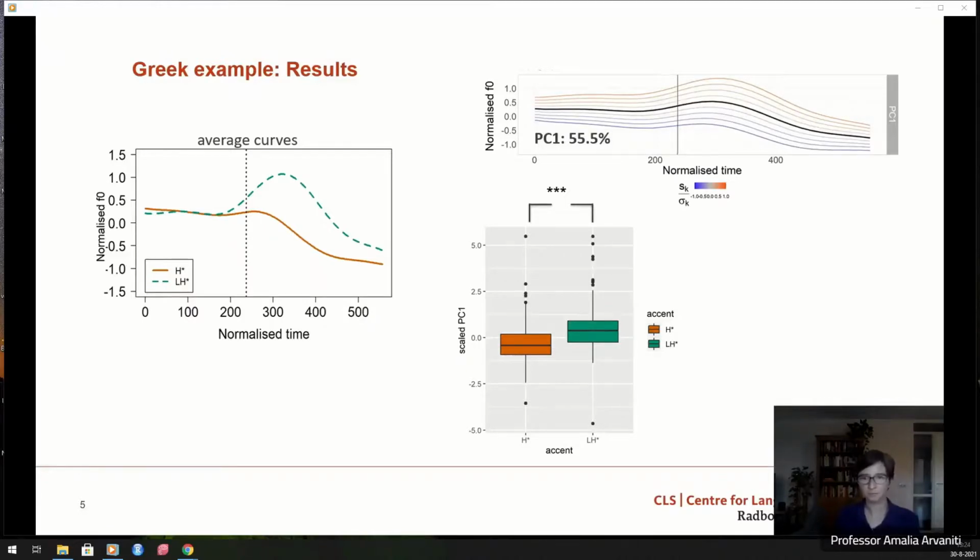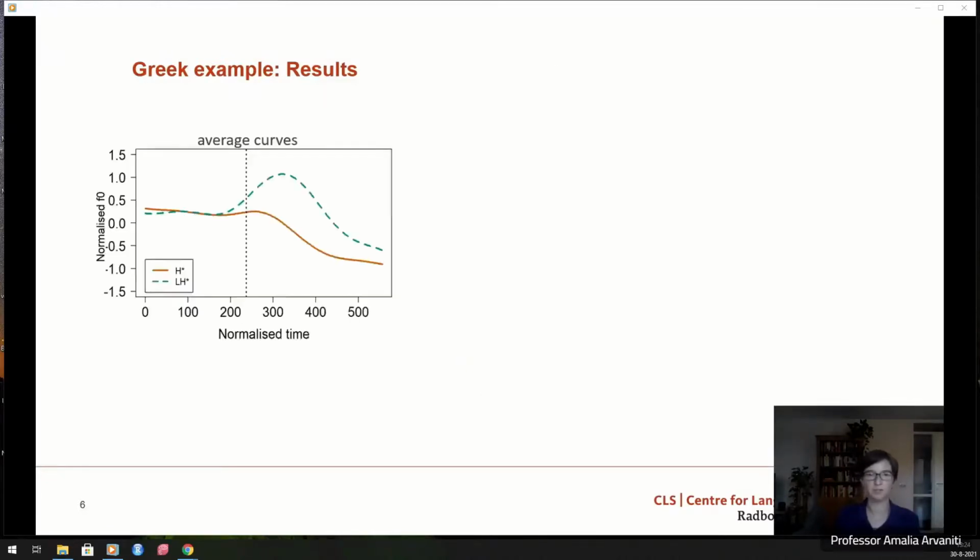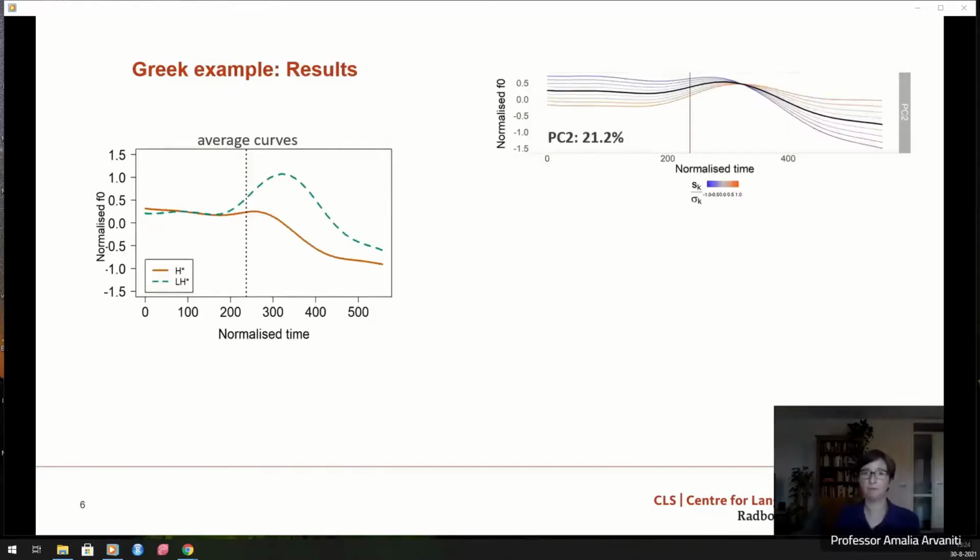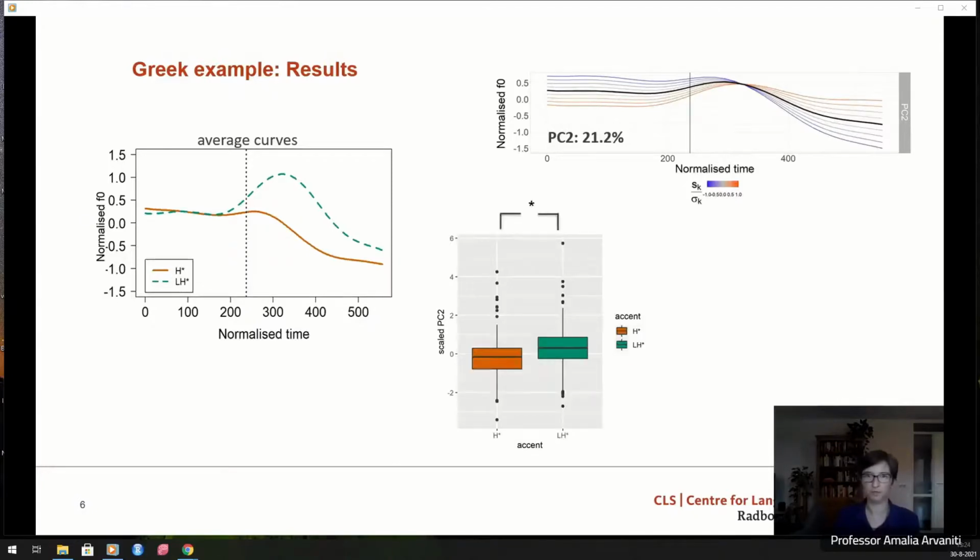Okay, now going on to the second. Again, I have the average curves to help us interpret. We have PC2, and as we described, this explains a difference in the shape of a curve, whether we have a rise fall or a plateau fall. And here, again, we found a difference in PC2 scores per accent. So the stats reveal that LH* has higher PC2 than H*. So this is more like the red curve.